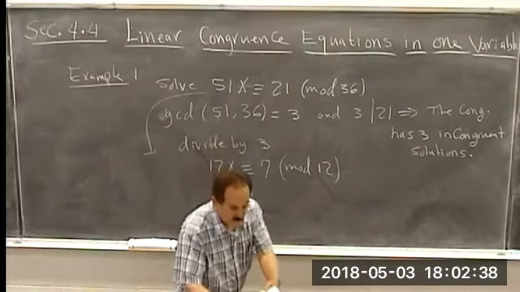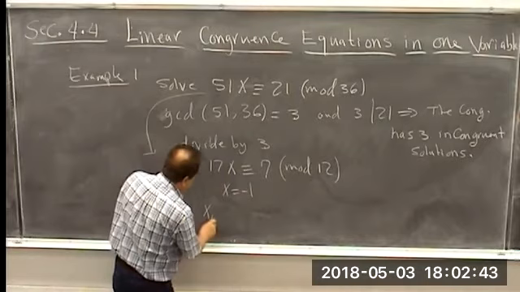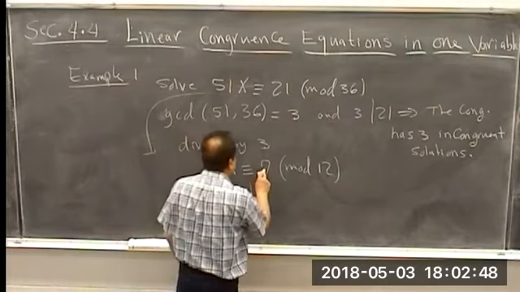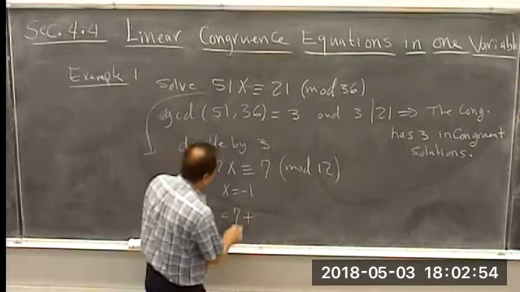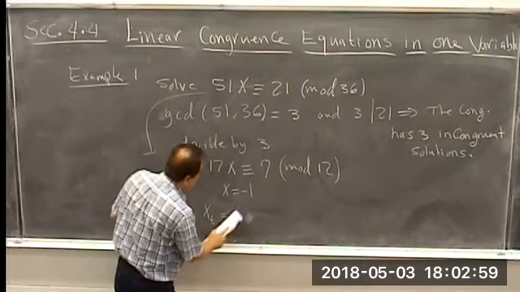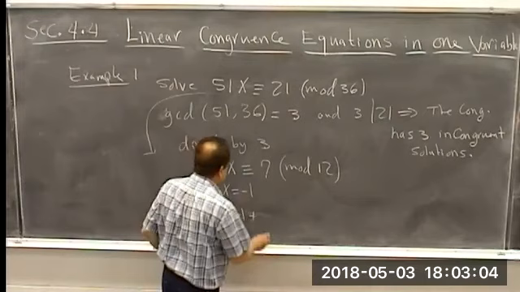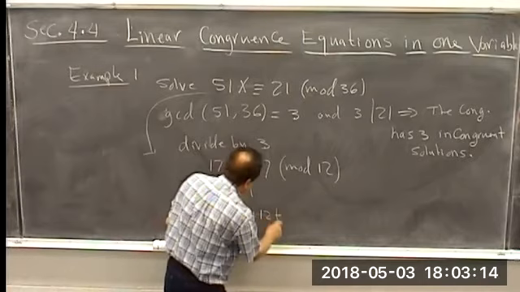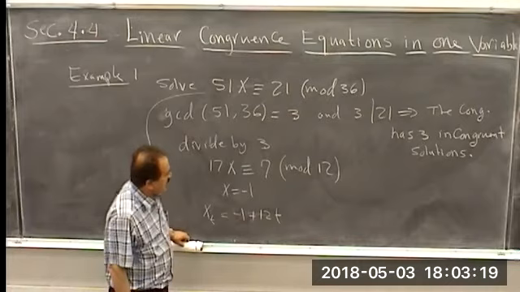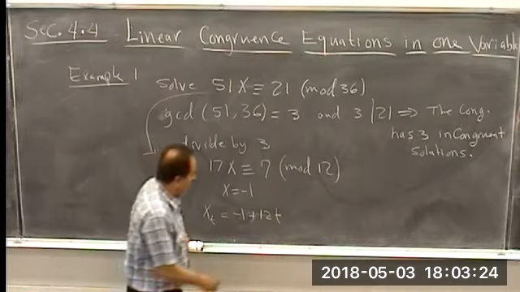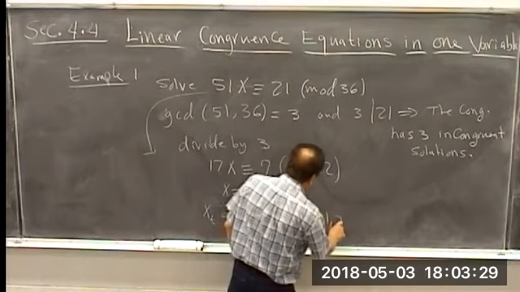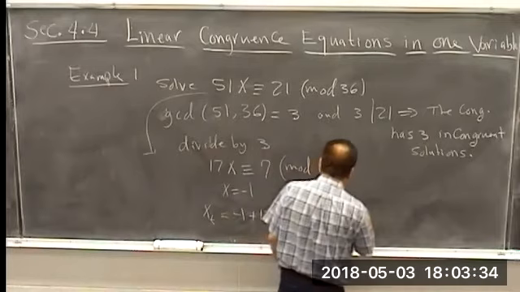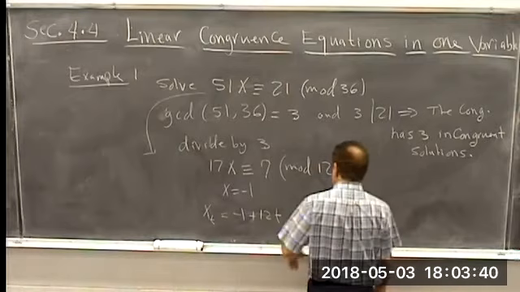So the solutions are going to be x sub t, which we usually write like this, equal to x sub 0, which is minus 1, plus 12t. We're supposed to get a multiple of m divided by the greatest common divisor, but the greatest common divisor is equal to 1. Now we need k equal to 0, 1, and 2 to give us the 3 values. These are the incongruent solutions: negative 1, then when k is 1 you get 11, and when k is 2, 23.